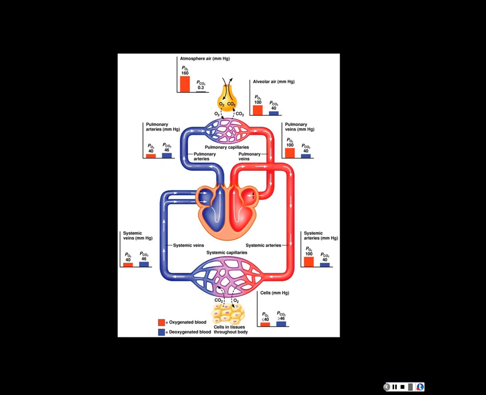So we need a pressure gradient. Does that make sense? Okay. So oxygen would always move down its pressure gradient to the area in which it's needed in our tissues, because that's where it's being utilized.